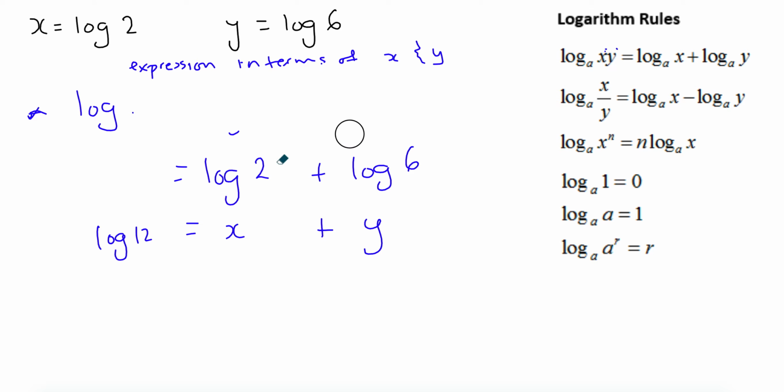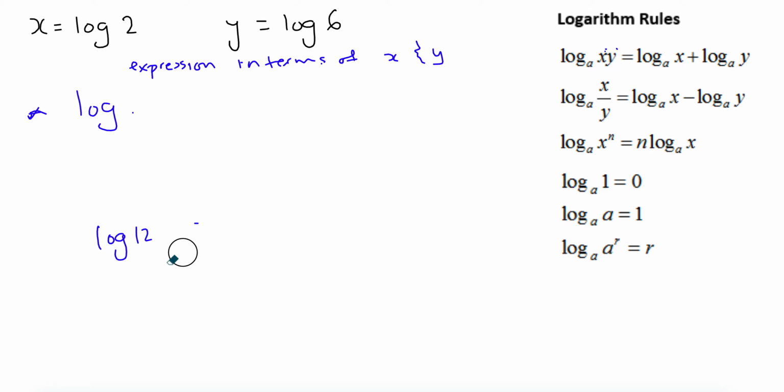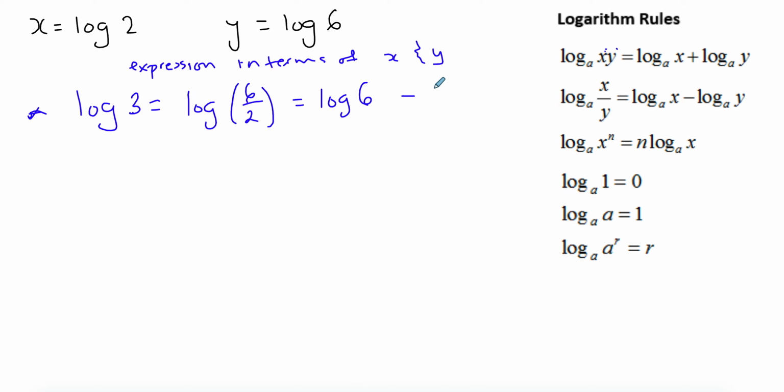So if I do something similar with log of 3, there's nothing that could multiply where I could use these numbers, and I can't do 5 minus 2, for example. It won't work, but I could use a division here. So this could be log of 6 divided by 2, and I know that division would give me a subtraction, so log of 6 minus log of 2, and I know log of 6 is y and log of 2 is x, so that's y minus x.